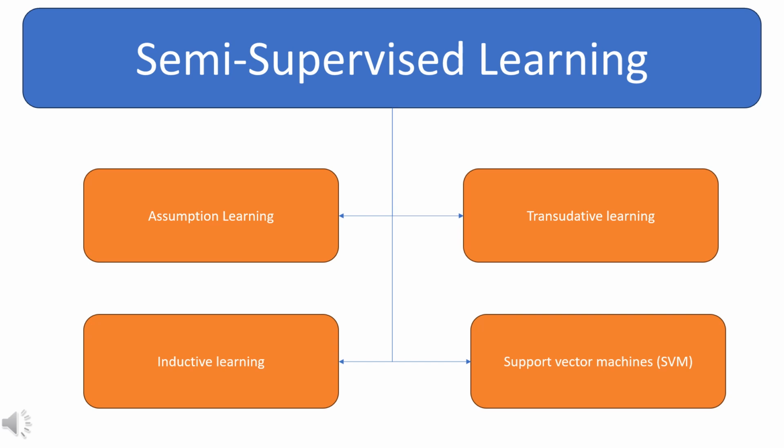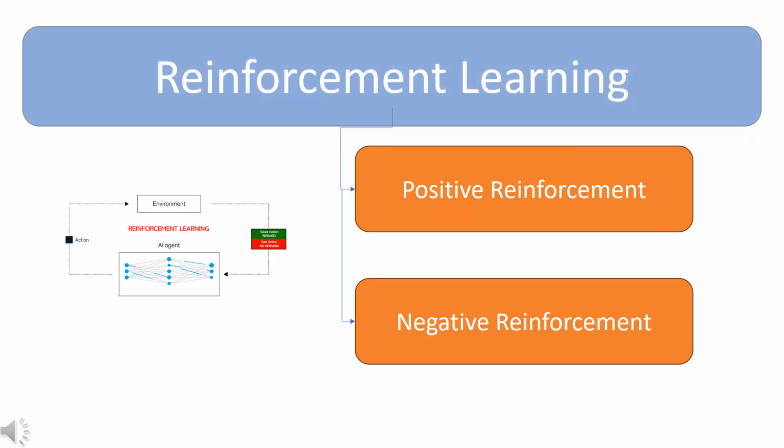Inductive learning. Inductive methods of semi-supervised learning aim to directly train a classification or regression model using both labeled and unlabeled data. Support vector machines, SVM. SVM is a powerful machine learning algorithm used for linear or nonlinear classification, regression, and even outlier detection tasks.